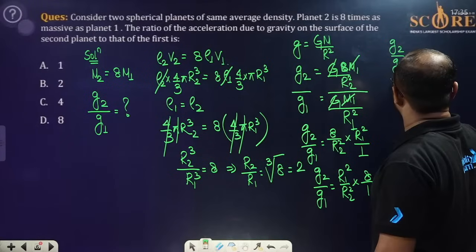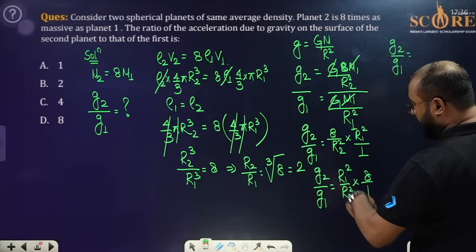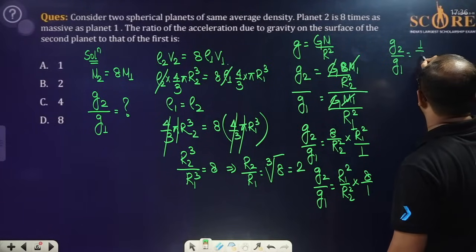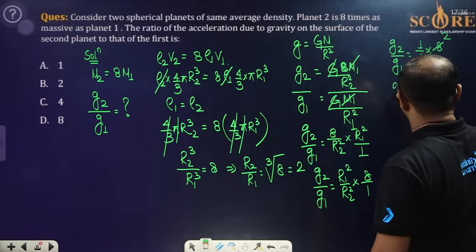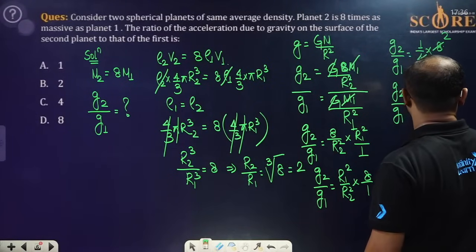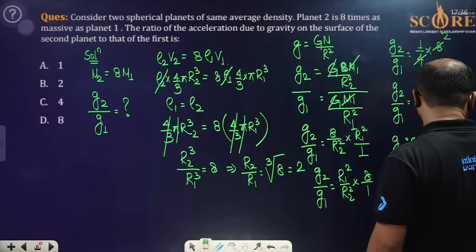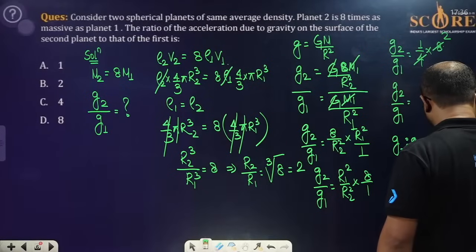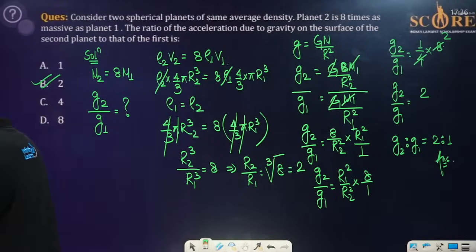g2 by g1 can be written as r1 by r2, or r2 by r1, which is given as 2, so it will be squared. If it is getting squared, I can write 1 by 4 multiplied by 8. This and this are cancelled out, that is 2. So g2 by g1 is equal to 2, or we can say g2 is to g1 will be 2:1. Option B, everyone. I hope that the math is clear to you and you have understood this much. Fine. If it is so, then it is very good. Let us move forward, everyone.